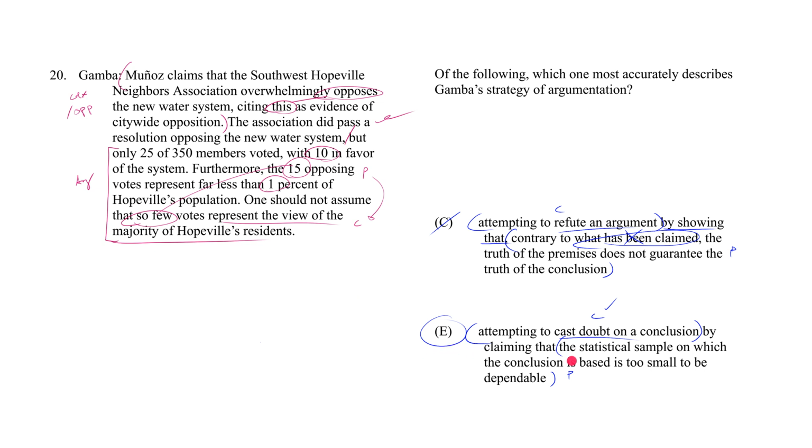And the last thing I want to say about it is circling back to the fact that this is a cookie cutter. I want you to think of a different subject matter, not about Southwest Hopeville Neighborhood Association, not about water systems, not about 350 members, 25 voted this way or whatever. I want you to think about a totally brand new subject matter that nevertheless fits precisely this description. I guess you can keep the names the same. Muniz says something, Gamba responds in some way, but about a totally different subject matter, yet E is exactly how it operates.